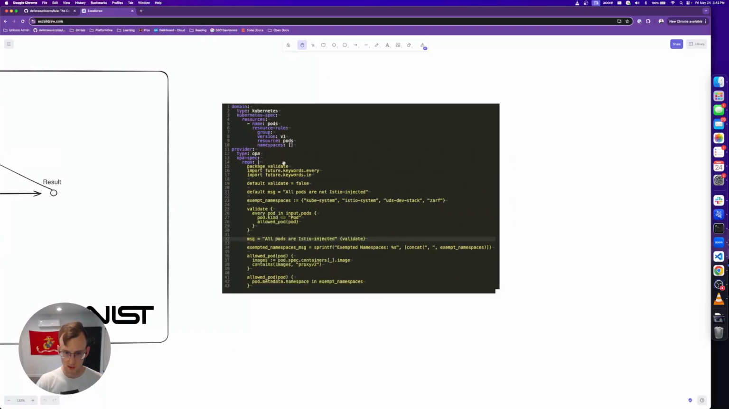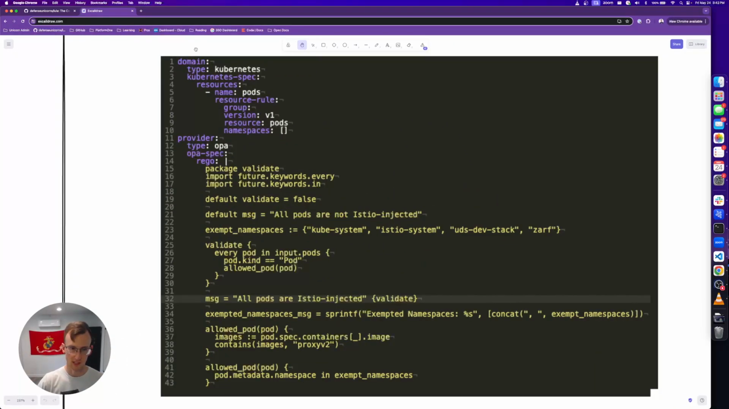So in practice, what does this look like? You can see we have a domain. If I'm using the Kubernetes domain in this instance where I'm checking a cluster to ensure that all of the pods are Istio injected for my service mesh MTLS, I would get all the pods. Awesome. Now that I've specified that I have all the pods, you can see this pods identifier here. I'm going to go ahead and pass this data to the provider.